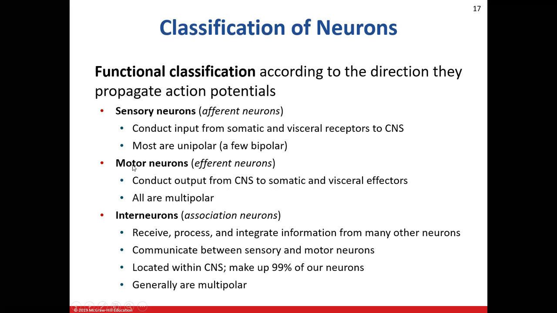Then we have our motor neurons. These are the efferent neurons, and they conduct input from the CNS out to the somatic and visceral effectors. All of these types of neurons are multipolar.